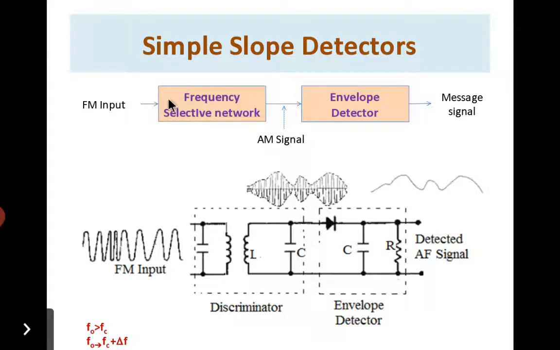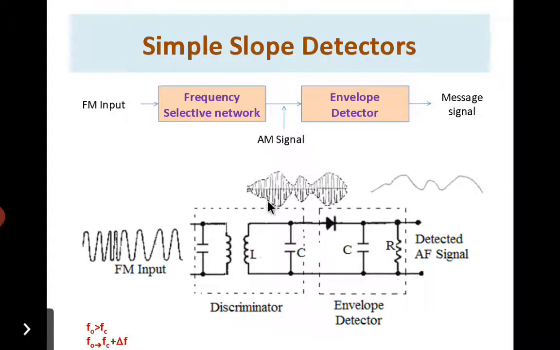Now this figure shows the block diagram of a simple slope detector. It consists of a frequency selective network, also called a frequency discriminator, followed by an envelope detector. The input to this circuit is a frequency modulated signal with a carrier or center frequency of Fc. This signal is applied to the frequency selective network. The output of the frequency selective network is an amplitude modulated FM signal, which is then given to an envelope detector, and we get the original message signal from this envelope detector circuit.